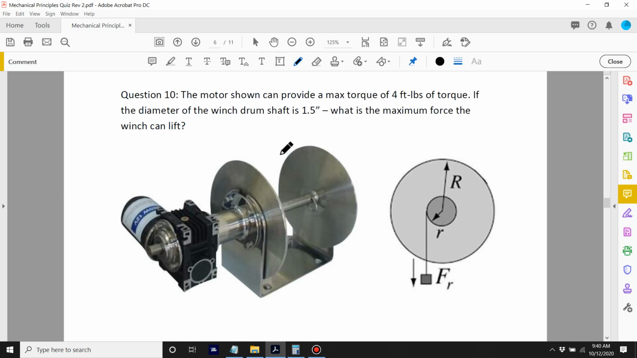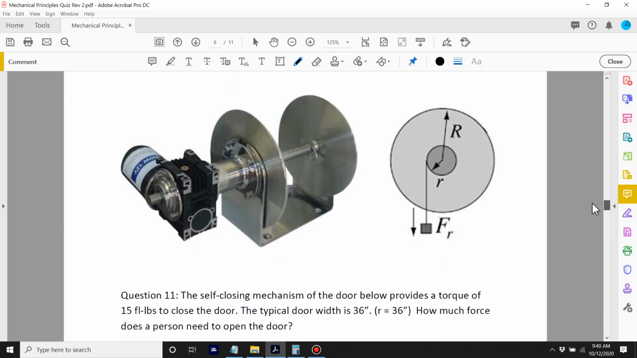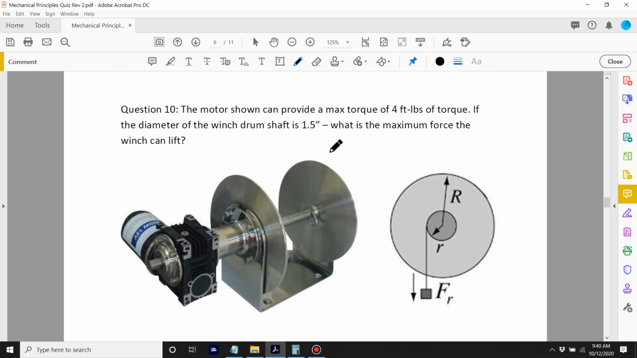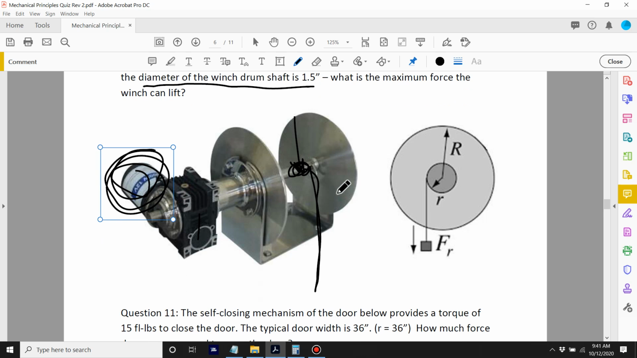Question number 10. How many of these do we have to do? Oh Lord, 17. All right, question number 10. The motor shown can provide a max torque of 4 foot-pounds. So there's your motor, there's your gearbox, and there's your winch. If the diameter of the winch drum shaft, this thing right here, is 1.5 inches, what is the maximum force the winch can lift? What is the maximum weight the winch can lift?